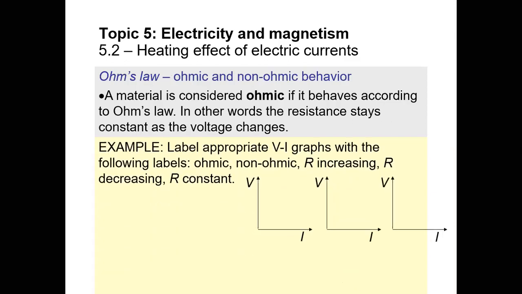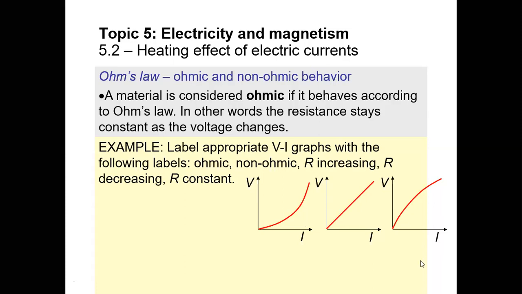See, now there are the graphs. You have to label the graph, which one is ohmic, non-ohmic, R increasing, R decreasing, and R constant. See now, this is the first graph, this is the second graph, and this one is the third graph. Now clearly from the graph, in the first graph, you can check here that after that, V is increasing, but I is not increasing. I is not increasing means resistance is increasing. Because resistance increases, so I will not increase.